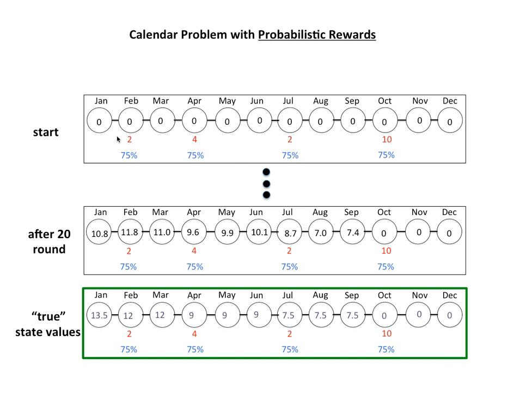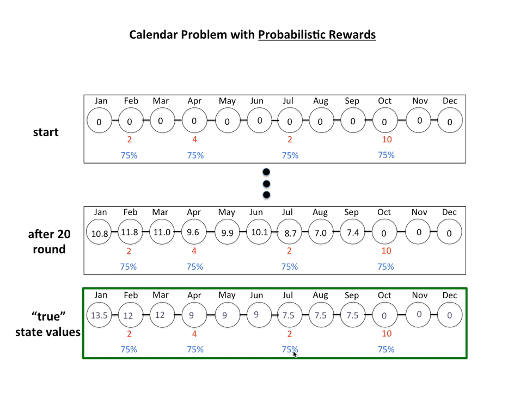Let's say that you had probabilistic rewards. Remember, I got rid of those. If I applied this temporal difference algorithm, after 20 rounds, here's what the state values look like. And here's what the true state values look like. Notice that these state values look pretty similar to the actual true state values.